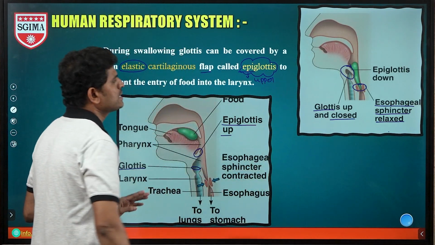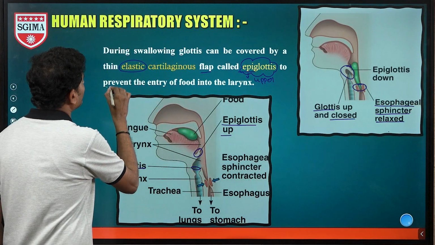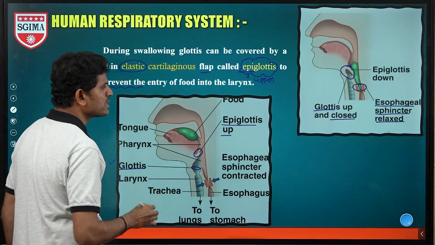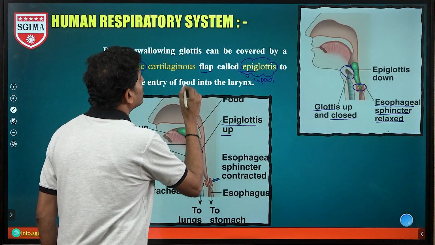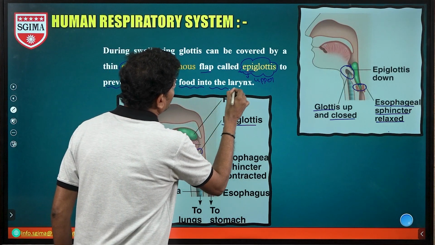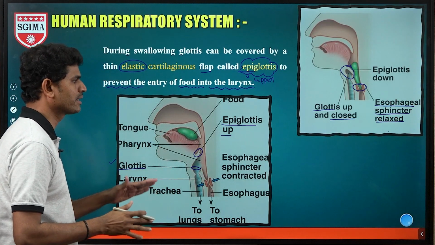Above the glottis is present, that's why it is called the epiglottis. The function of this epiglottis is to prevent the entry of food materials or any other foreign particles into the larynx and the respiratory tract.